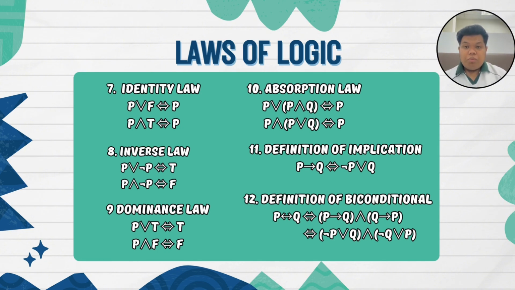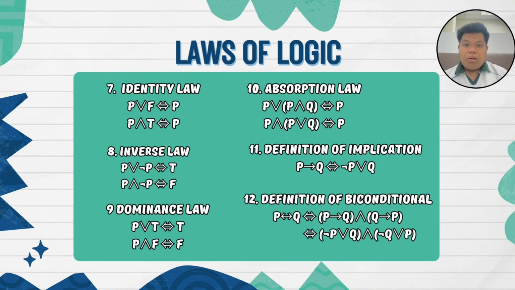Number 10, we have absorption law, where P or (P and Q) is equivalent to P, and P and (P or Q) is equivalent to P. While number 11, we have definition of implication, where P implies Q is equivalent to not P or Q.